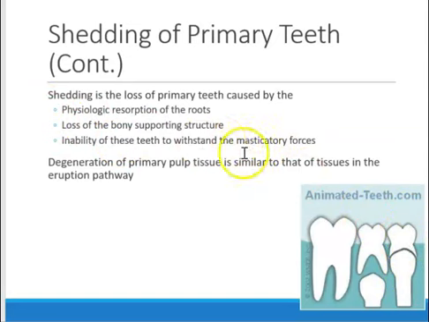And lastly, the teeth can no longer withstand the chewing forces. You know how when we're biting our teeth all the time, if you can't put any chewing pressure here, if you can't chew properly here, that also is another reason why we're losing teeth. So these three reasons are why primary teeth are shed.